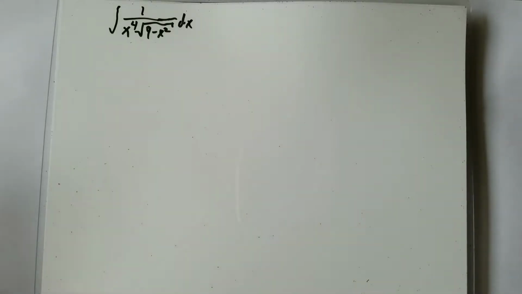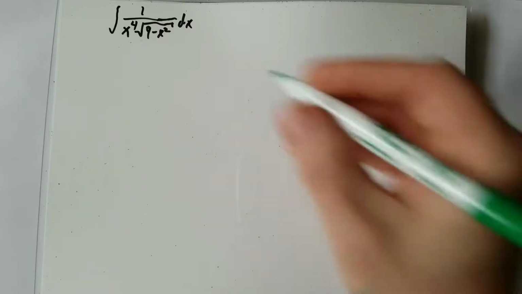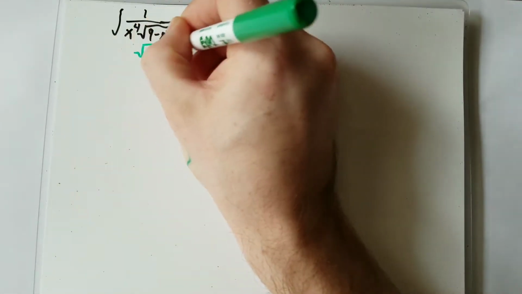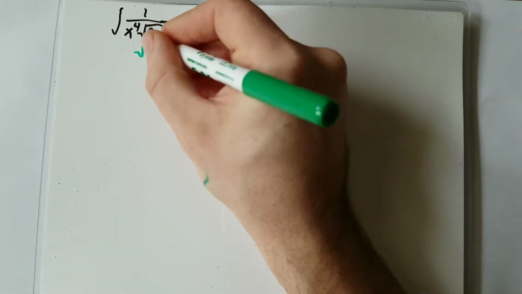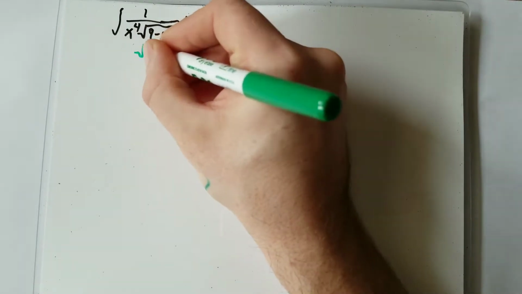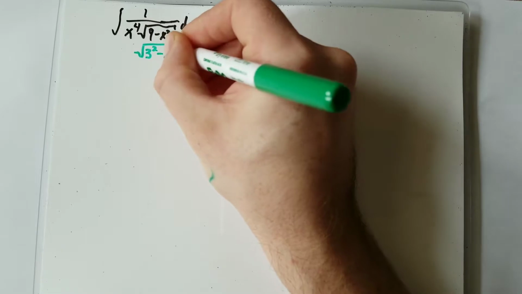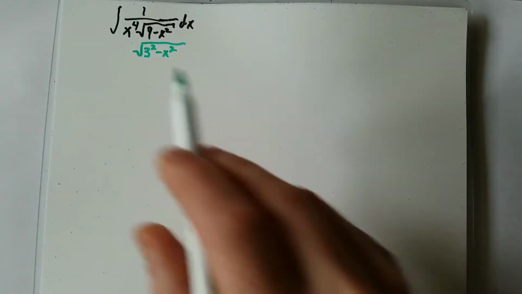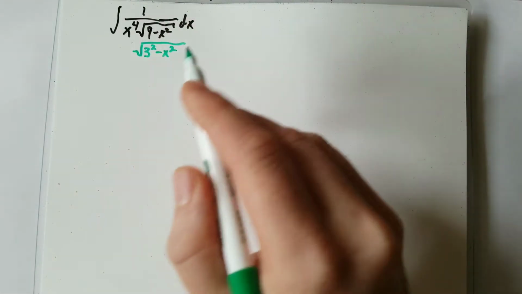Okay, so we've got the integral of 1 over x to the 4 times the square root of 9 minus x squared dx. Okay, this integral is going to involve trig substitution. So we have the square root on the bottom that can be rewritten in the form of a squared minus x squared. Our a squared term is going to be 3 squared minus x squared, like that. So this is our a and this is our x.